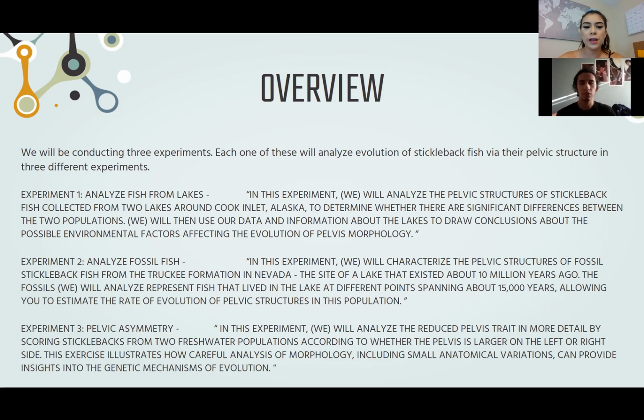For experiment 3, pelvic asymmetry, we're going to analyze the reduced pelvis trait in more detail by scoring sticklebacks from 2 freshwater populations according to whether their pelvis is larger on the left or on the right, making them left bias or right bias.